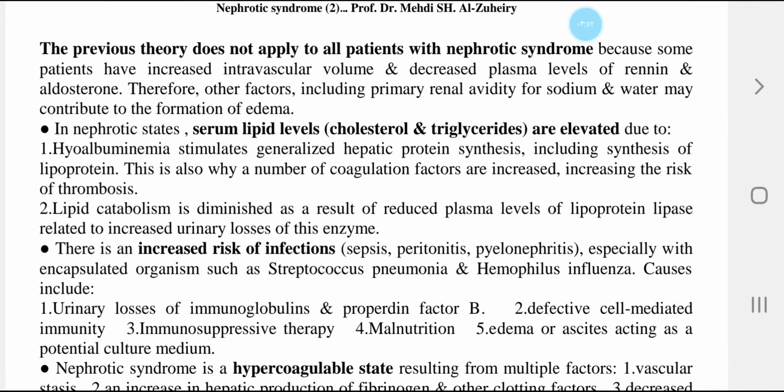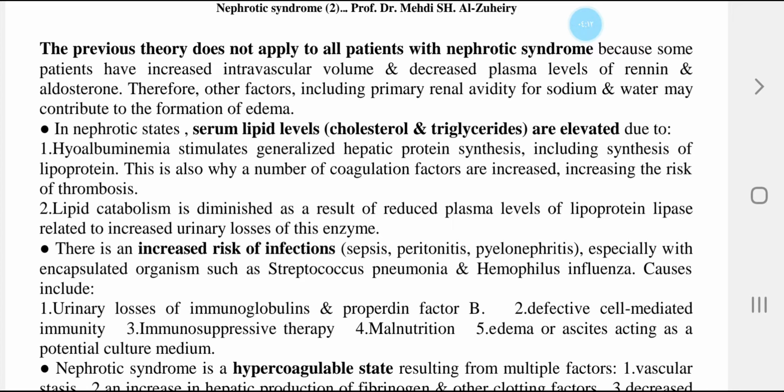The previous theory does not apply to all patients with nephrotic syndrome because some patients have an increased intravascular volume and decreased plasma levels of renin and aldosterone. Therefore, other factors, including primary renal avidity for sodium and water, may contribute to the formation of edema.